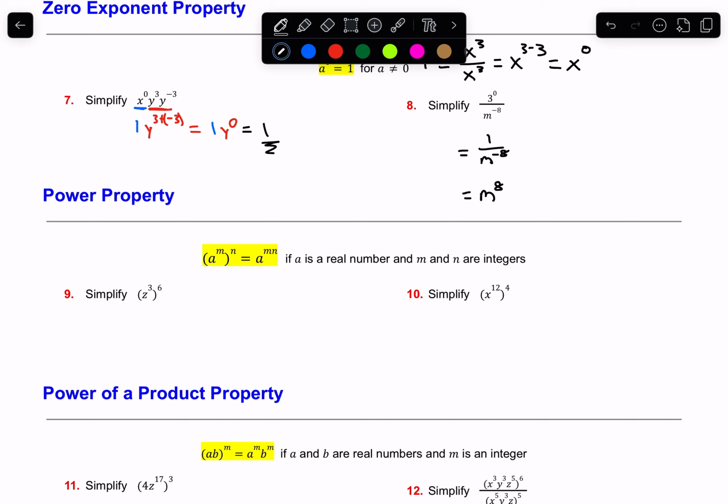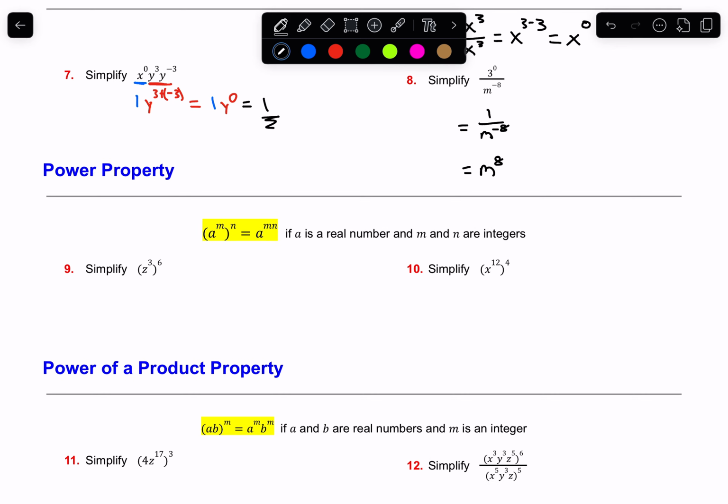Okay, the power rule of exponents allows us to distribute an exponent inside of parentheses. So if we have a to the m to the power n, we multiply n times whatever exponent is inside. So we get m times n as our new exponent. So for number 9 here, we have z cubed to the power 6. This is equal to z to the power 3 times 6, which is z to the 18. So you just multiply the exponents in that case.